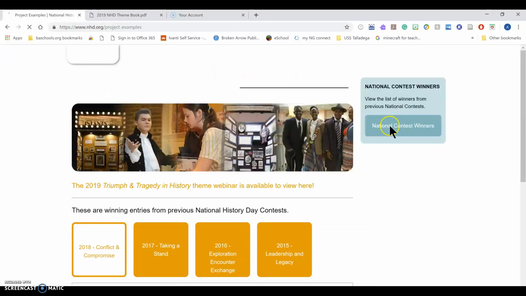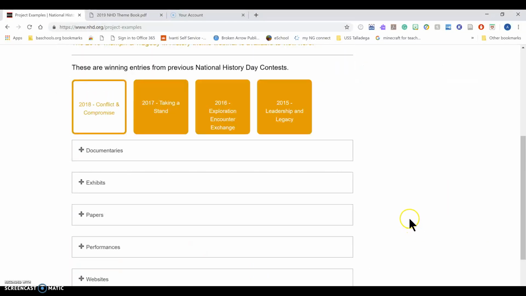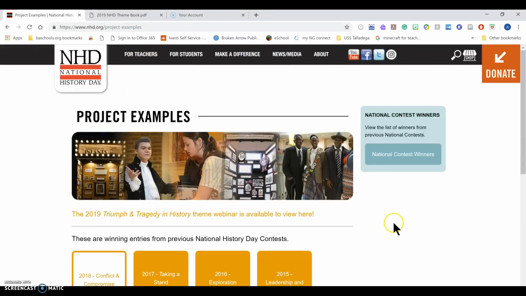It also has project examples so that you can go look at past winners. It even has all the way back to 2015 at this point.